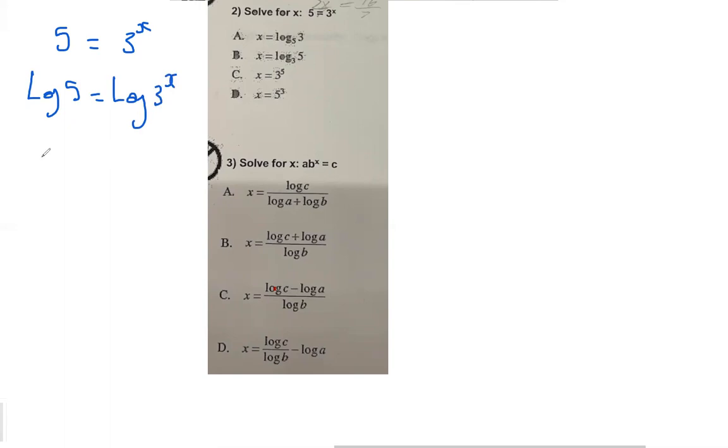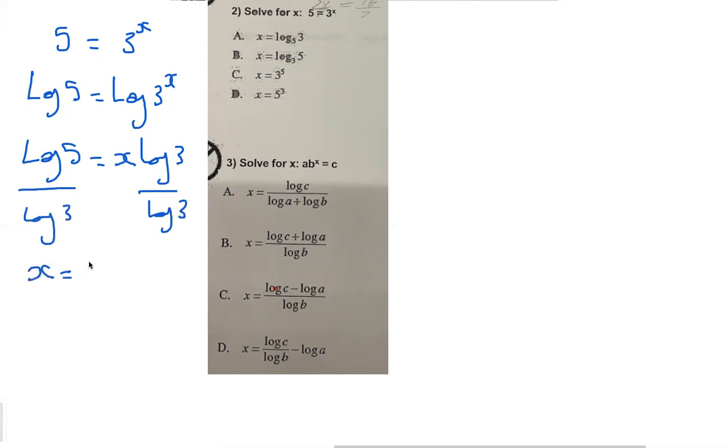Now, the next step is to bring the exponent down. So the x comes down in front of the log, and you get x log 3. To isolate the x, we have to divide both sides by log 3. Therefore, x equals log 5 over log 3.